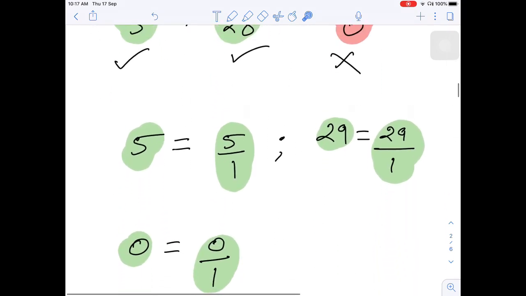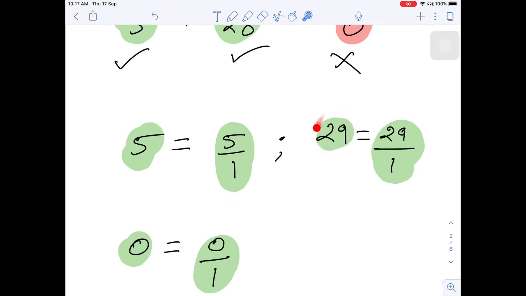Now suppose we have a number simply 5. We can write it as 5 upon 1. What will happen if we are able to write it as 5 upon 1? It means we have written it in numerator denominator form. As it is written in numerator denominator form and the denominator is not equal to 0, we can say that this one is a rational number.